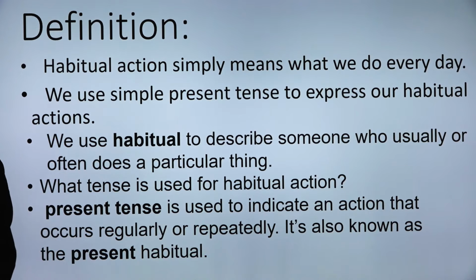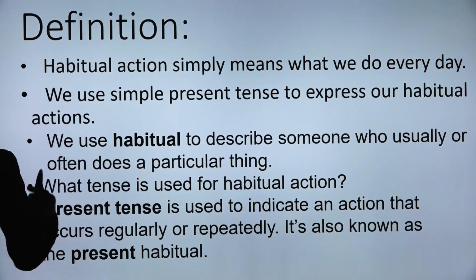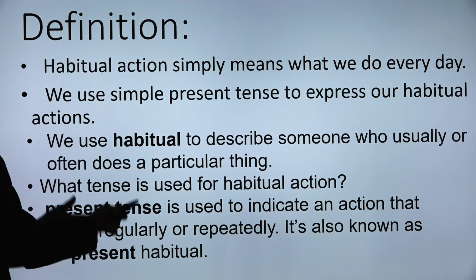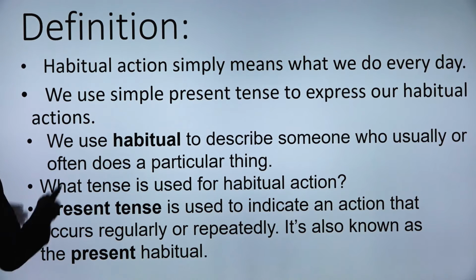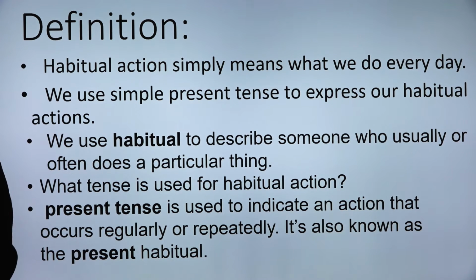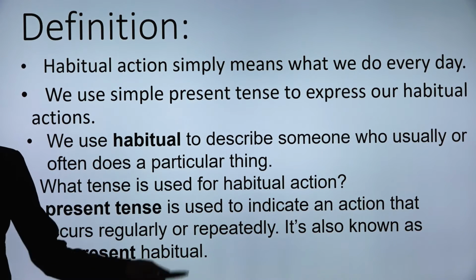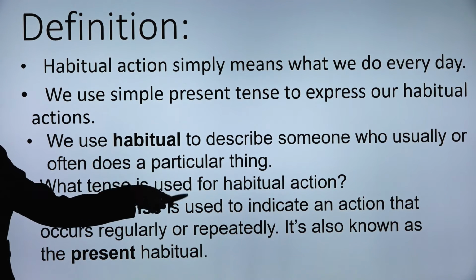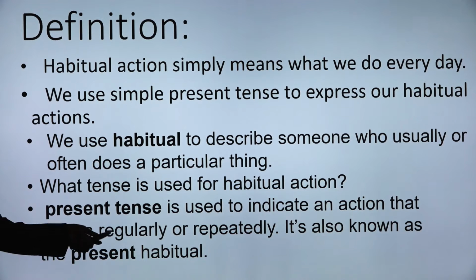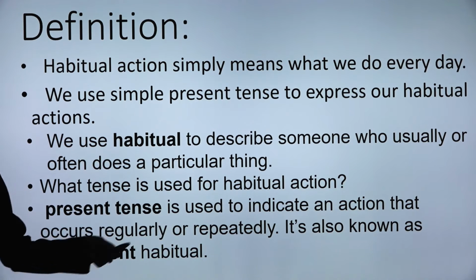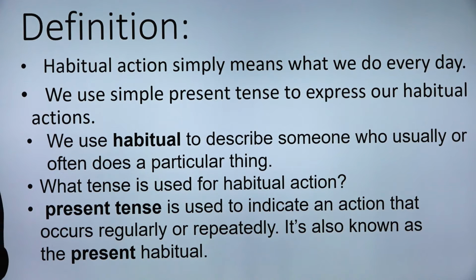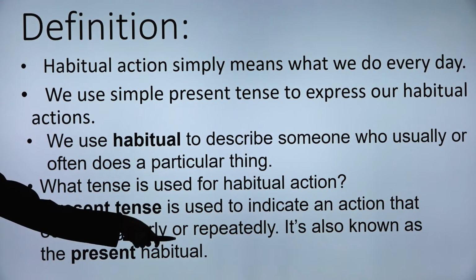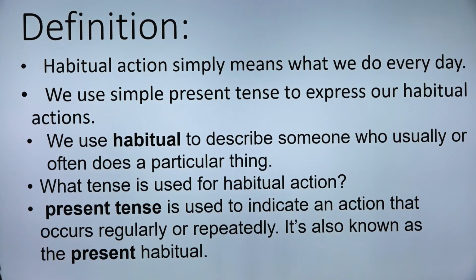Now we have particular things that we do every day or most of the time. For instance, we wake up, we eat our breakfast, we take our lunch, even our dinner, and even going to bed are what we do often. What tense is used for habitual action? Present tense is used to indicate an action that occurs regularly or repeatedly. We use present tense as we discussed in our previous lesson. What are the present tense verbs? Work, go, goes, and many of them. It is also known as the present habitual.